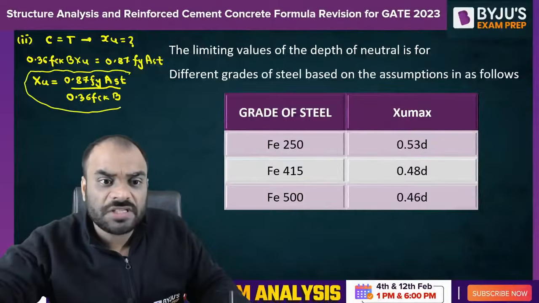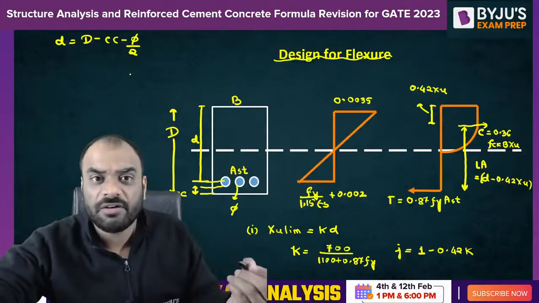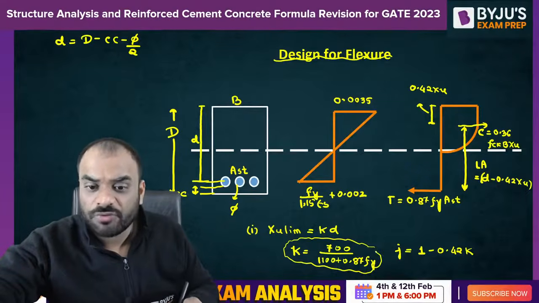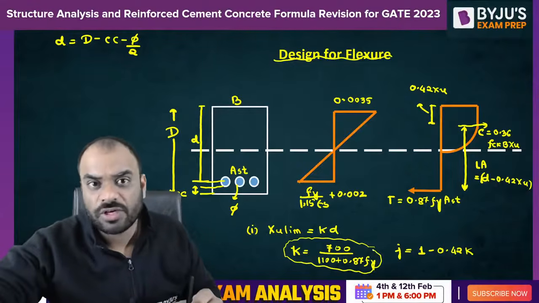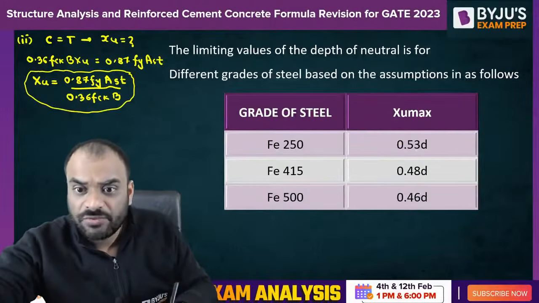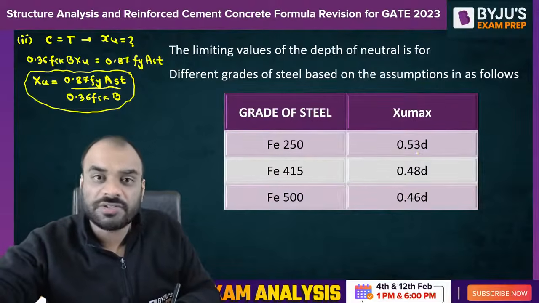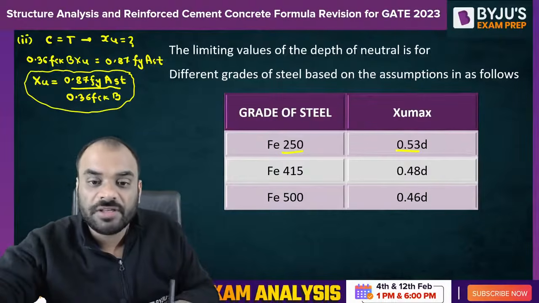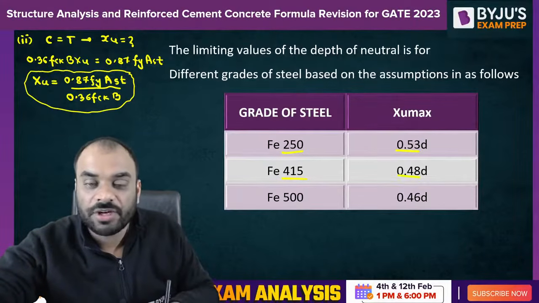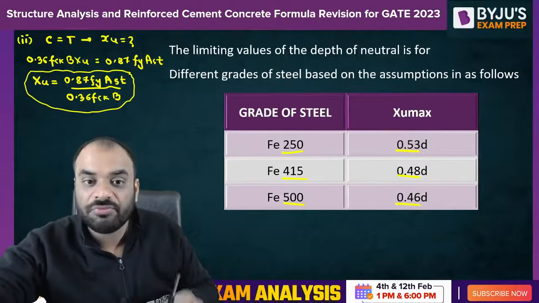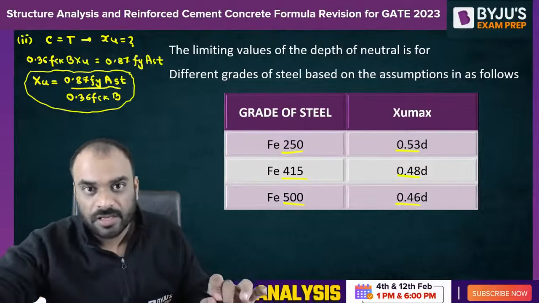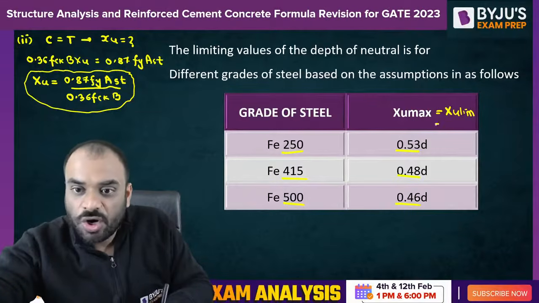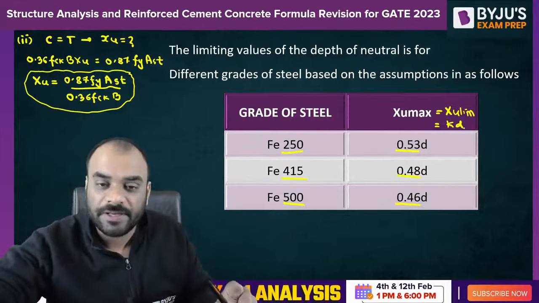Now the question is what is the value of K if we have different grades of steel? That means what should be the value of the limiting neutral axis depth factor, that is basically K. So the value of K will depend upon the grade of steel which you are using. If you are using Fe250, then the value of K is 0.53, Fe415 0.48, Fe500 0.46. Clear? Are you able to understand? So this is basically XU max, or you can write XU limiting, or you can write K into D. Clear? Okay.